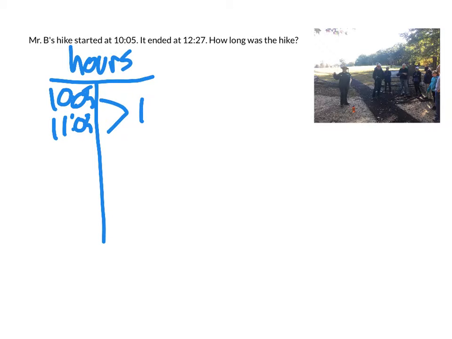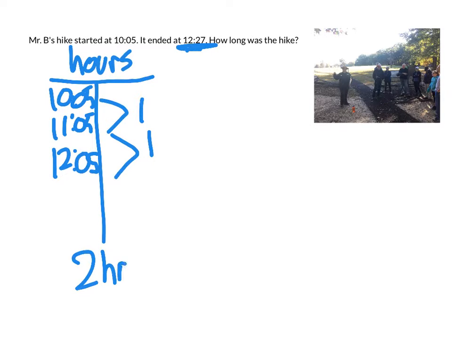11:05. I'm going to jump another hour to 12:05. But I can't jump another hour because that would put me at 1:05, and that's past when I need to. So I count my hours. I have 1 hour, 2 hours. So I've got 2 hours there.